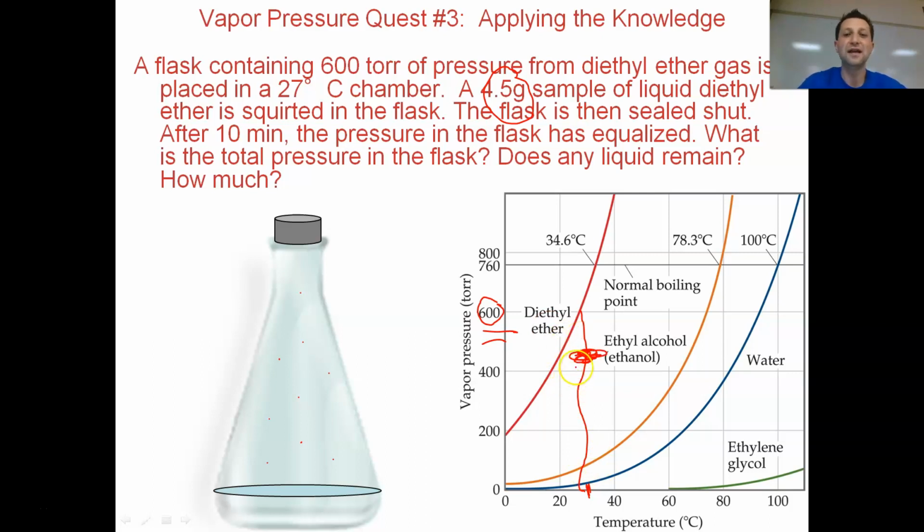Well, I'm unsaturated, right? So I could add more until the pressure reaches 600, and then it wouldn't evaporate anymore. Okay, so pretty easy. You just gotta think it through. If you know what I mean by saturation and what that entails, then you can just think these through.